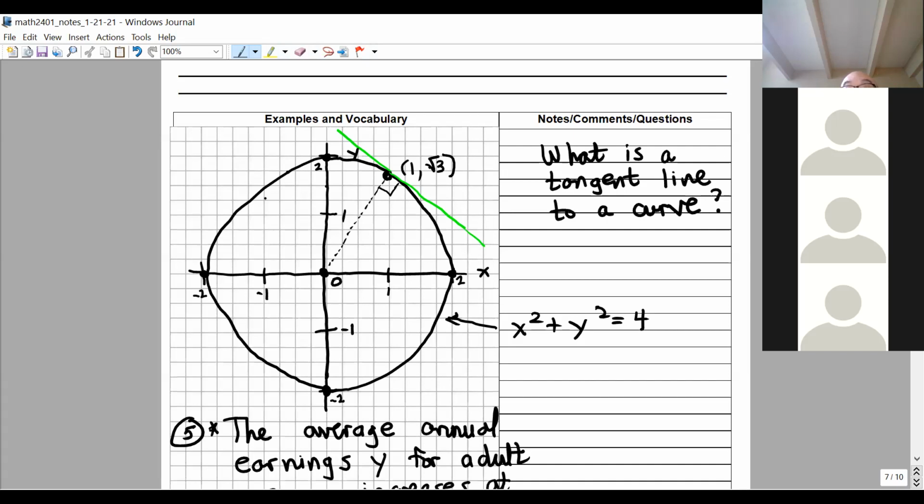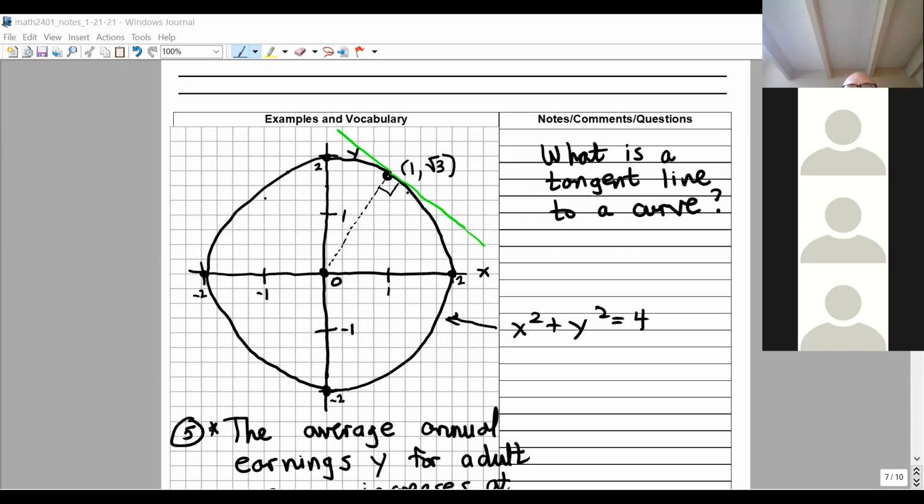One and square root of three. That point happens to be on this circle. I'm just telling you that, okay? That point happens to be on that circle. Now, that brings up the definition of what is a tangent line.